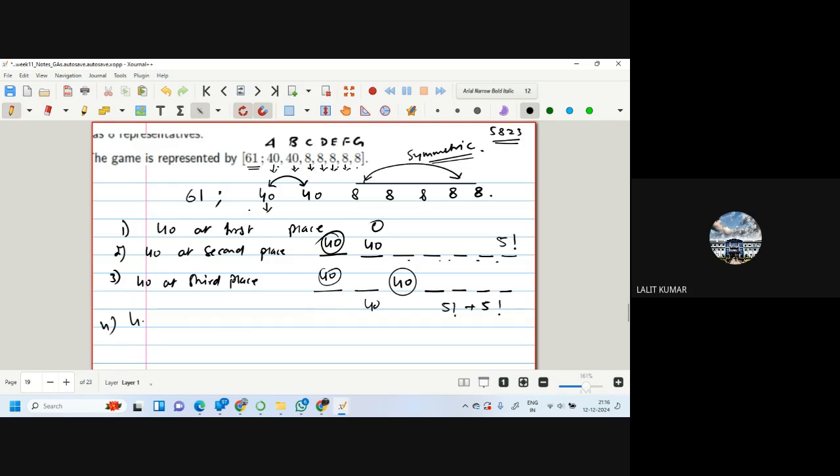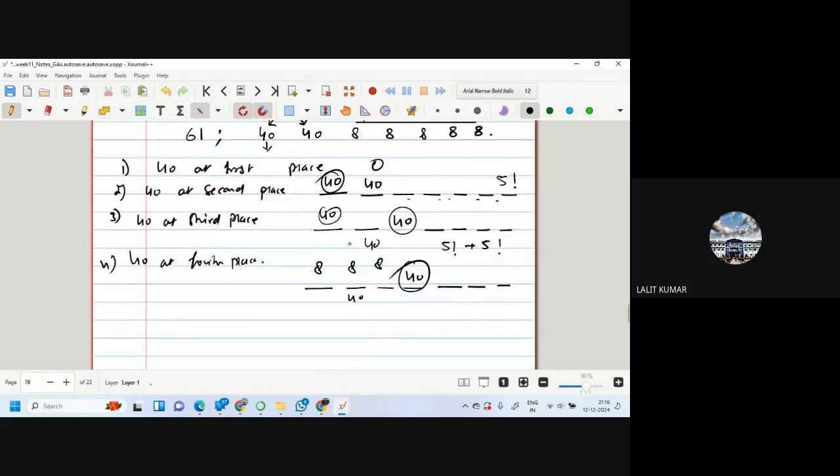Fourth. 40 at fourth place. Now at the fourth place, look, 1, 2, 3, 4. Now here you can put anything, put 8, 8 or put 40, it will always be relevant. Yes. Okay. So this is how much? 1, 2, 3, 4, 5, 6. 6 factorial.